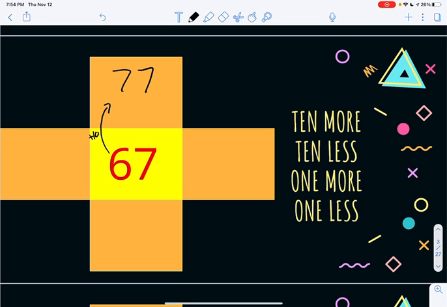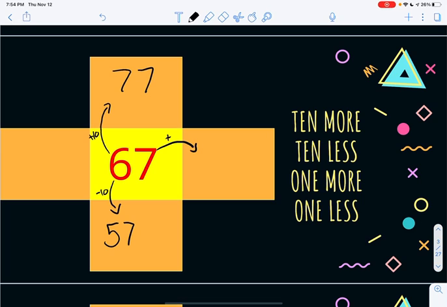What is 10 less than 67? Well, you can do the same thing except take away 1 from that 6, which will give you 57.